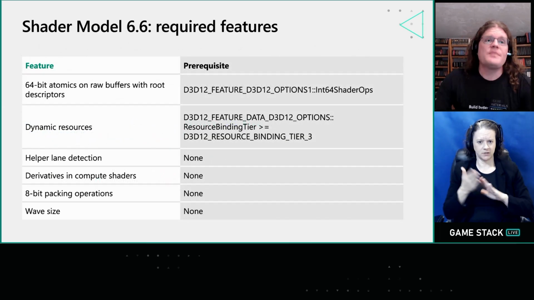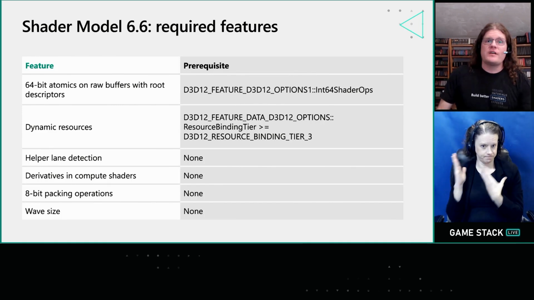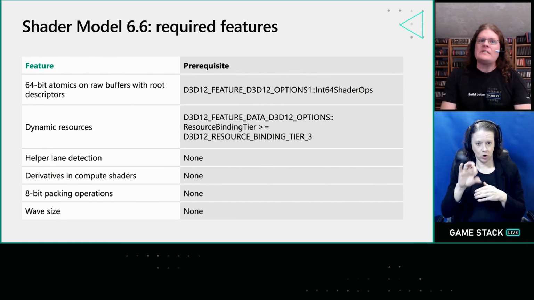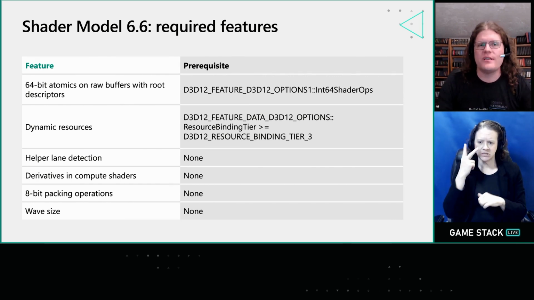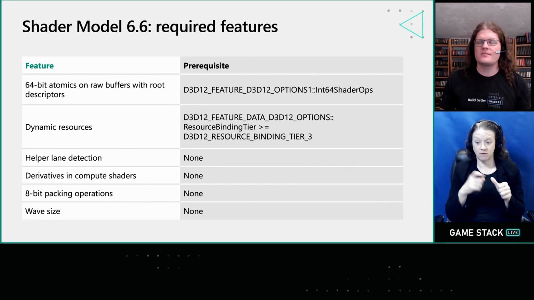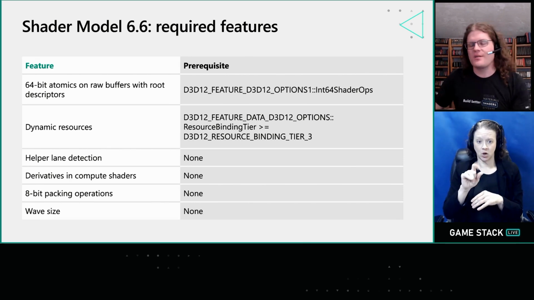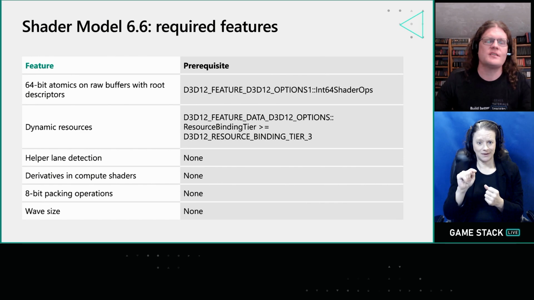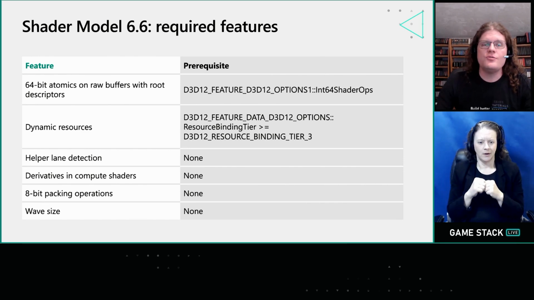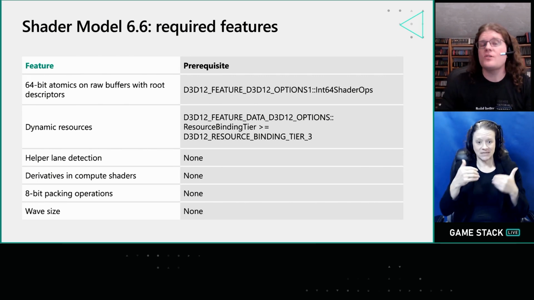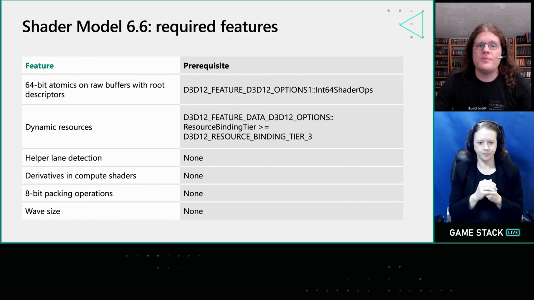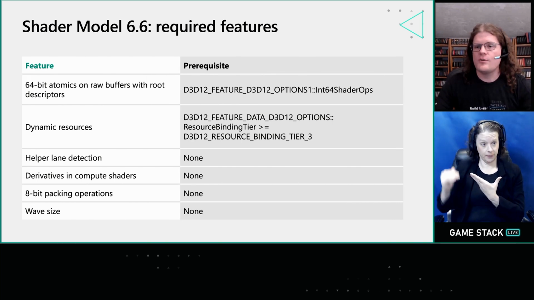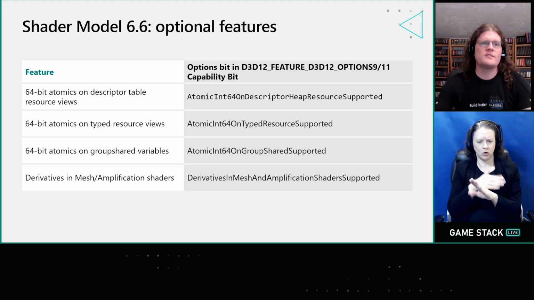So as a bit of a recap, these are the required features for Shader Model 6.6. Now, I say that they're required. There are some prerequisites, at least in a couple of cases that you can see here, that are probably pretty intuitive. So first of all, if you want to use 64-bit atomics, you got to support 64-bit integers. If you're on a platform that doesn't, well, obviously you can't use 64-bit atomics because that's a prerequisite. Little less intuitive, dynamic resources, you do need to have resource binding tier 3. And these are queries that already existed. We're not introducing them. Helper lane detection, derivatives and compute shaders, 8-bit packing, and wave size, those all have no prerequisites. They are included with Shader Model 6.6 no matter what.